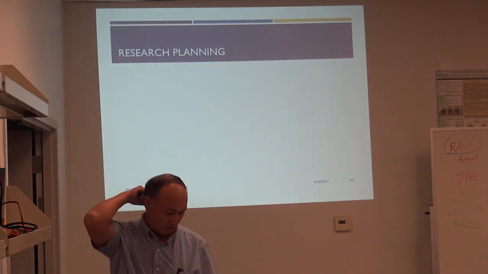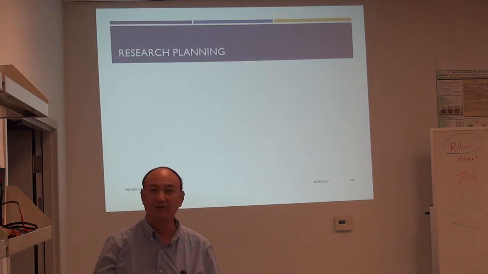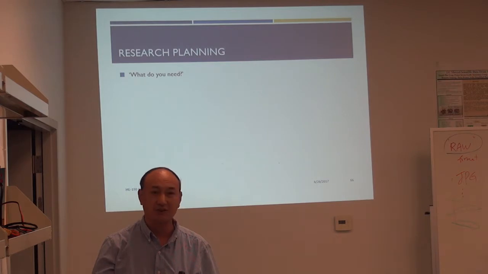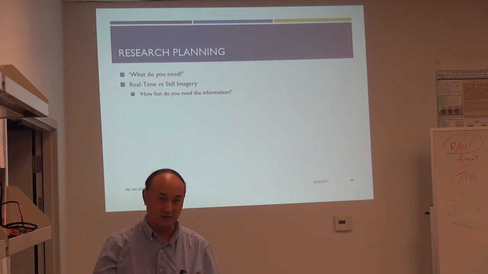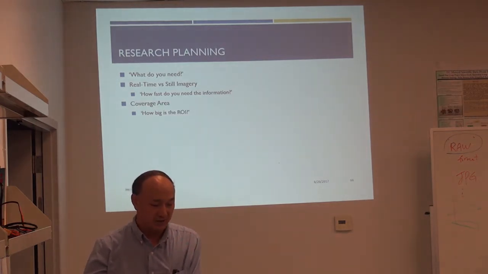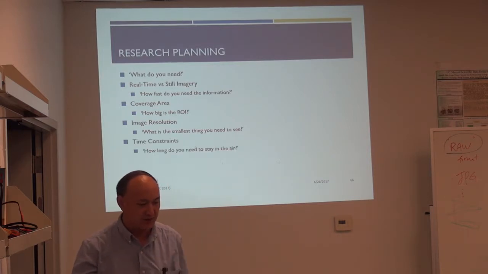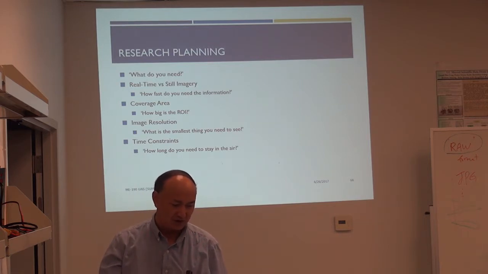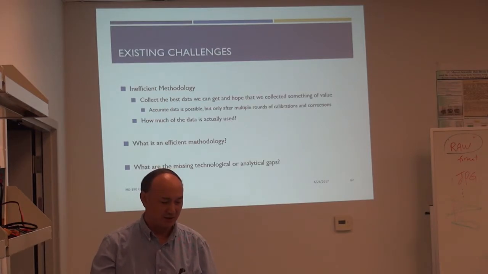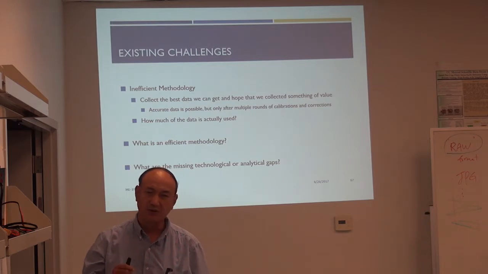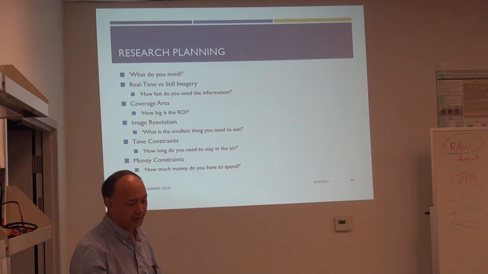To do the planning, we first ask the question, what do you need? Are you going to do video recording or just still imagery? How fast do you need the information? How big is the area you want covered? Image resolution: what is the smallest thing you need to see? Time constraints: how long do you need to stay in the air? And money constraints: how much money do you have to spend? All these questions we need to ask before we plan the research.